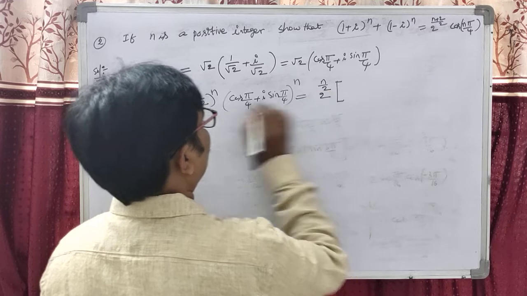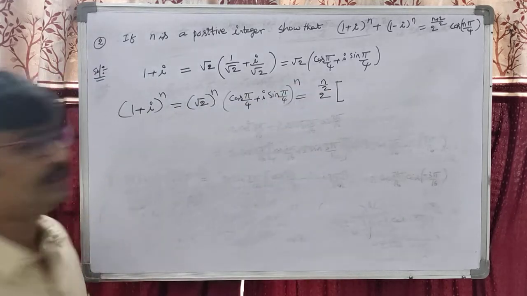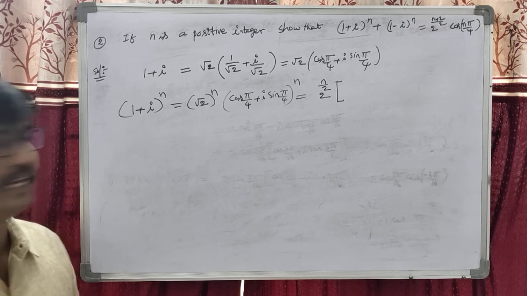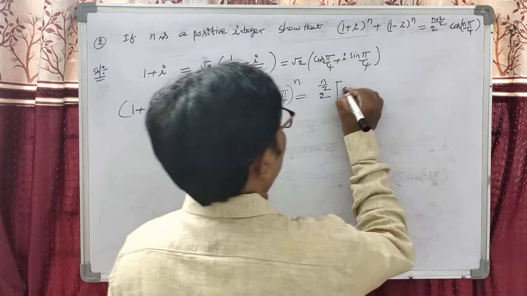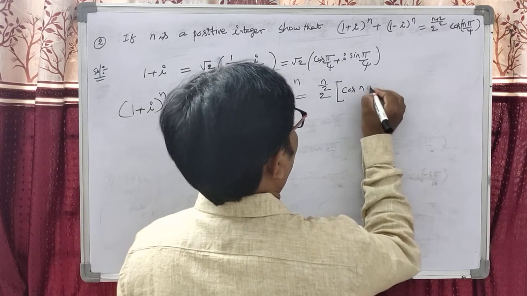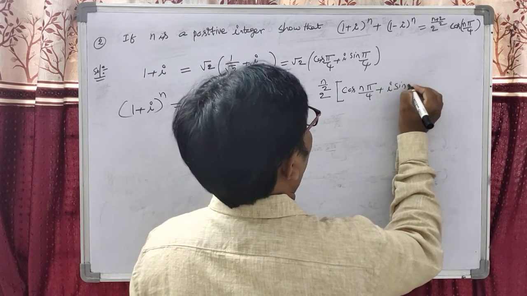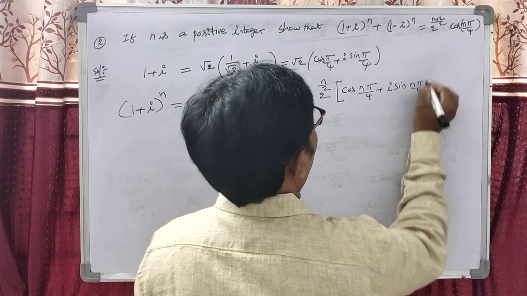Now students, (cos θ + i sin θ)^n = cos nθ + i sin nθ. So this is, students, cos(nπ/4) + i sin(nπ/4).